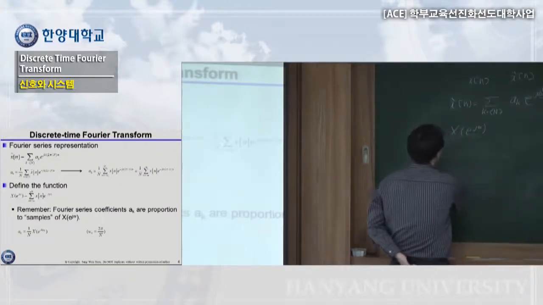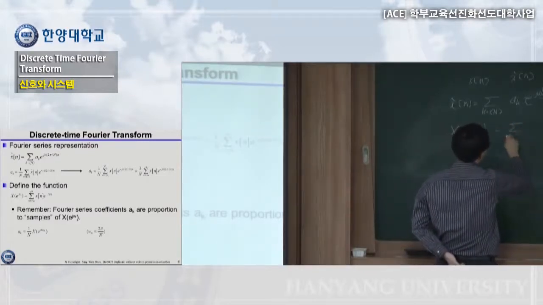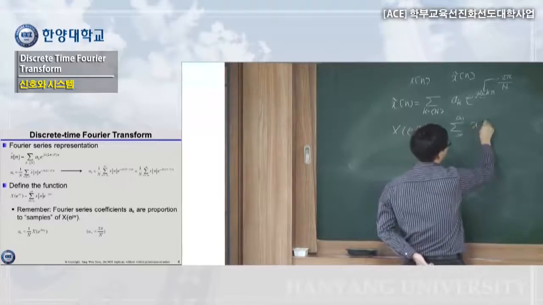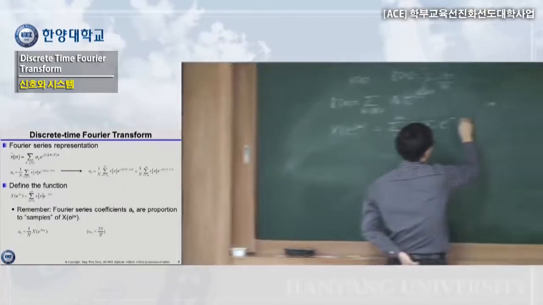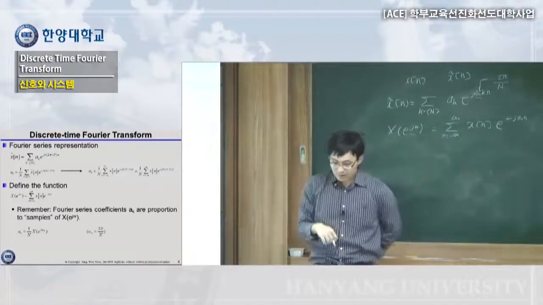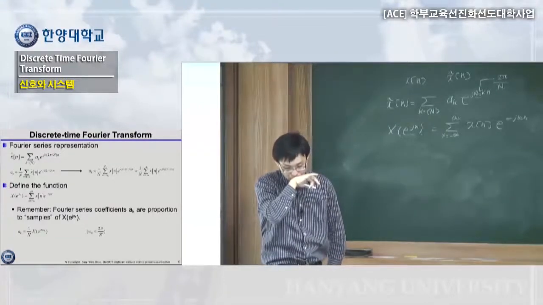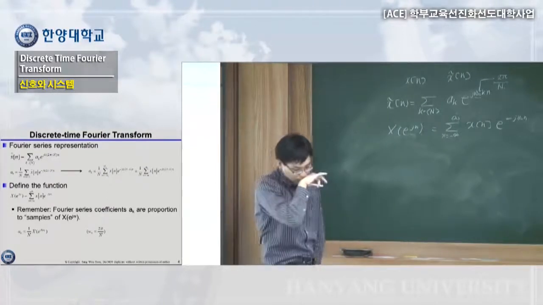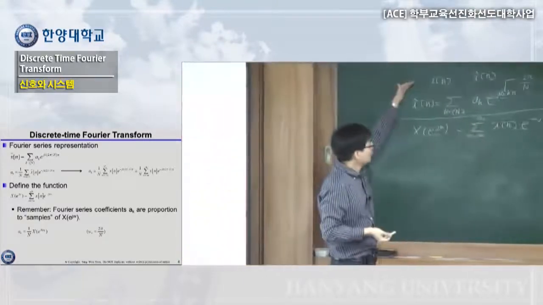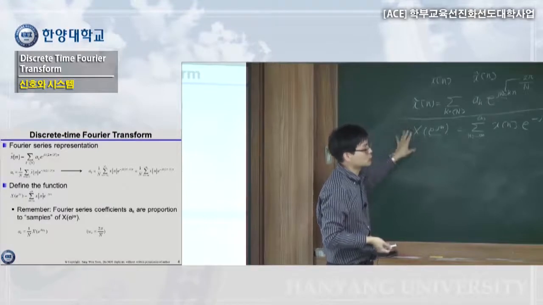So X(e^(j omega)) is given as the sum from minus infinity to infinity of x[n] e^(-j omega n). And remember, from here to here is what we already learned in Fourier series. This is a new function we just defined randomly.